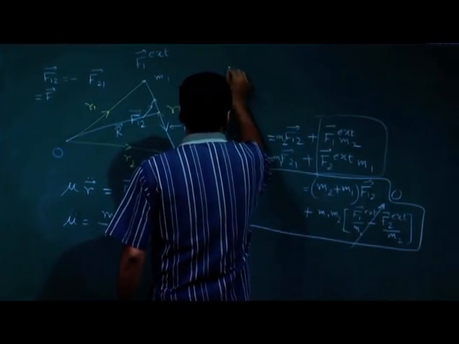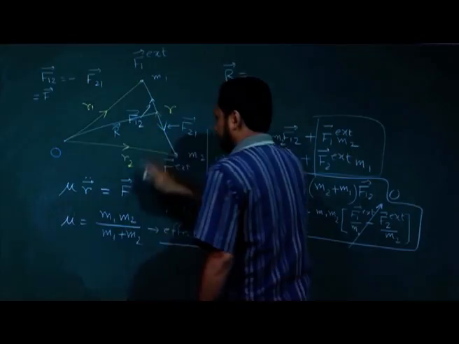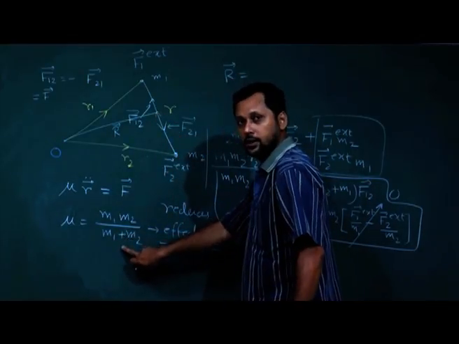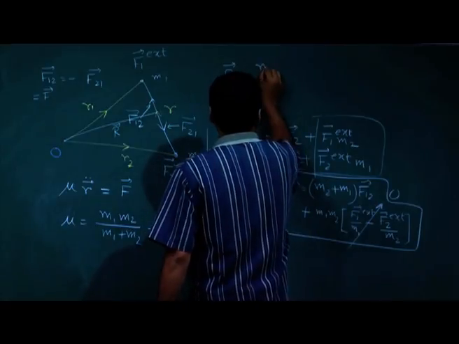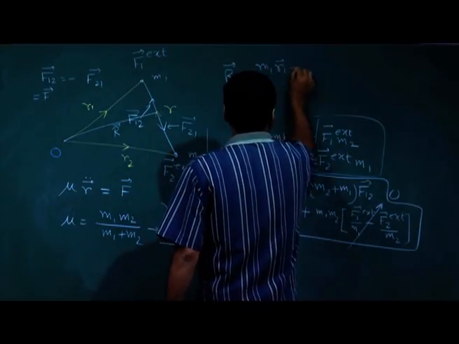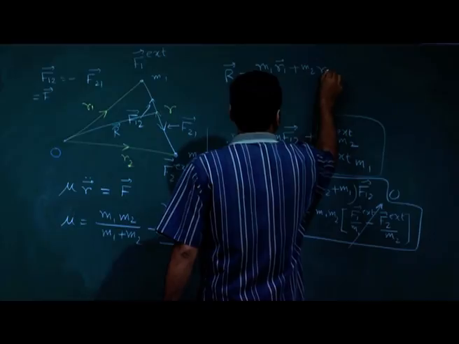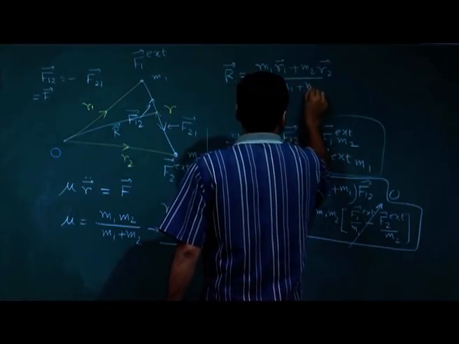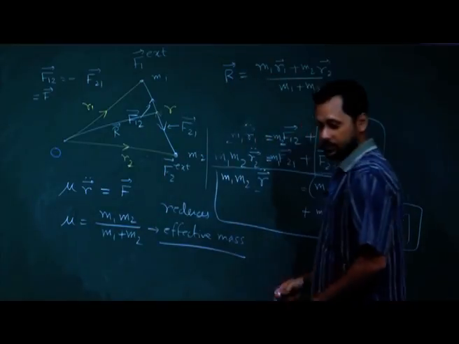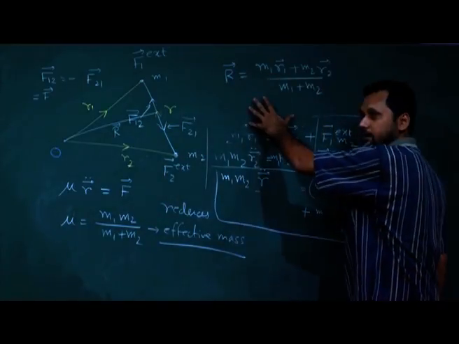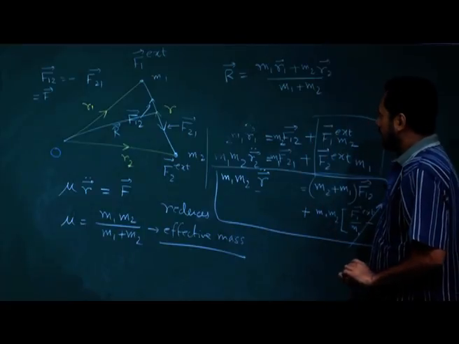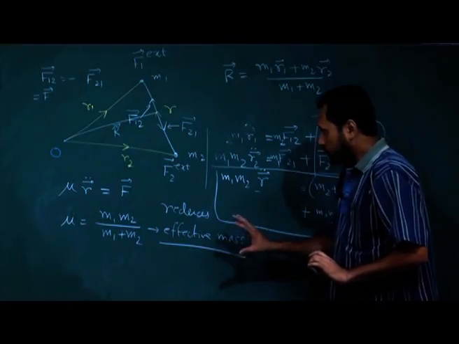So, r will be the center of mass, the location of the center of mass where this reduced mass will be located, which will be given by m1 r1 plus m2 r2 divided by m1 plus m2. Okay, so we will discuss this in detail later on. That is not really essential at this moment. But now, what is important?